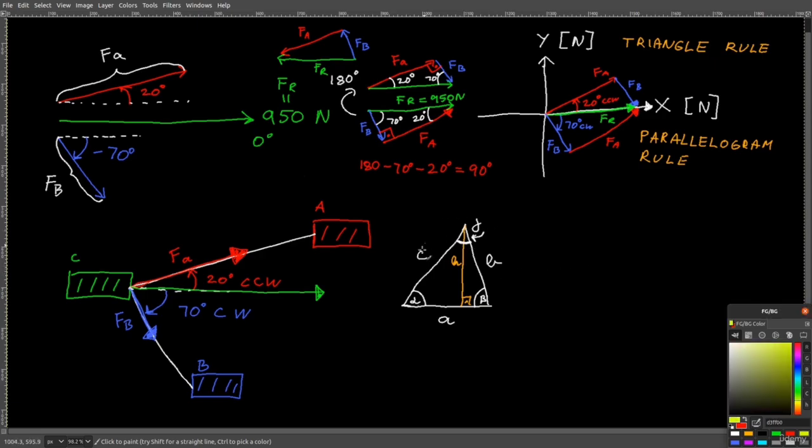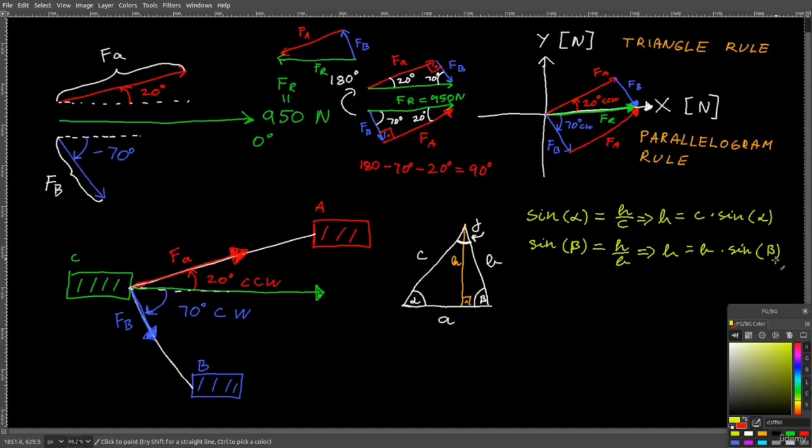And so from trigonometry, you know that sine alpha equals H over C. And then sine beta equals H over B. We can rearrange them like this. H equals C times sine alpha, and H also equals B times sine beta. But that means that this one and this one are equal to each other. And so if I want to, I can rearrange their relationship like this. Sine alpha over B equals sine beta over C.